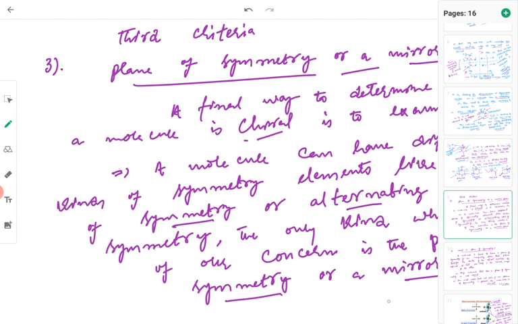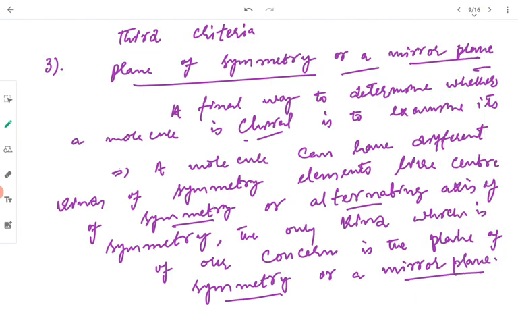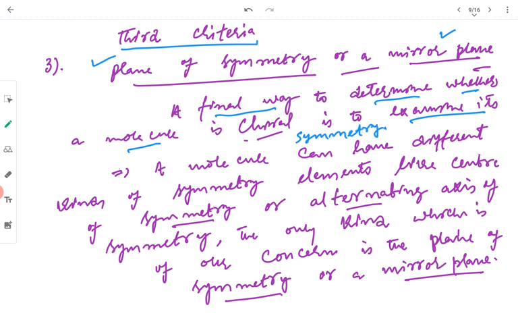So far we have discussed 2 criteria. Let's move to the third criteria, which is very important. This is the criteria of plane of symmetry, also called a mirror plane, right? This is the final way. A final way to determine whether a molecule is chiral is to examine its symmetry.